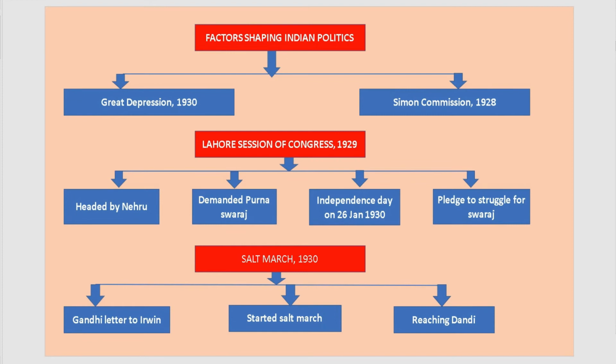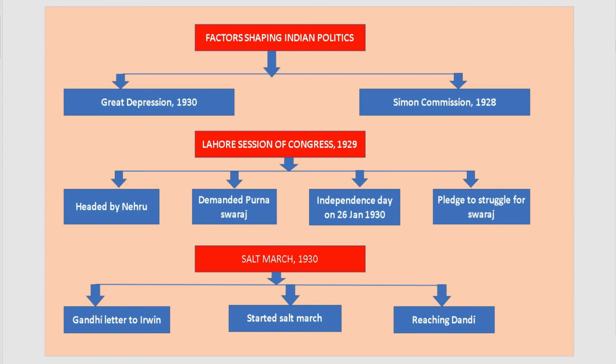So here, factors shaping Indian politics. First of all, the Great Depression of 1930. Then the Simon Commission in the year 1928. Related to this, you have to prepare these paras and important topics for your exam, because many questions come from the Simon Commission. And what was the role played by the Great Depression? What effects did Indians face during this time? That is also important content.